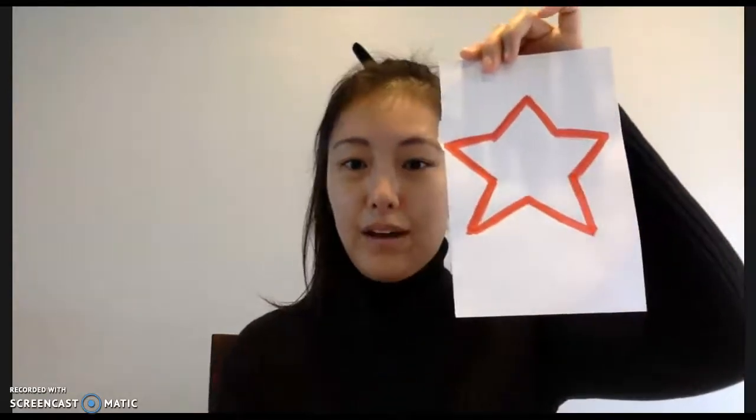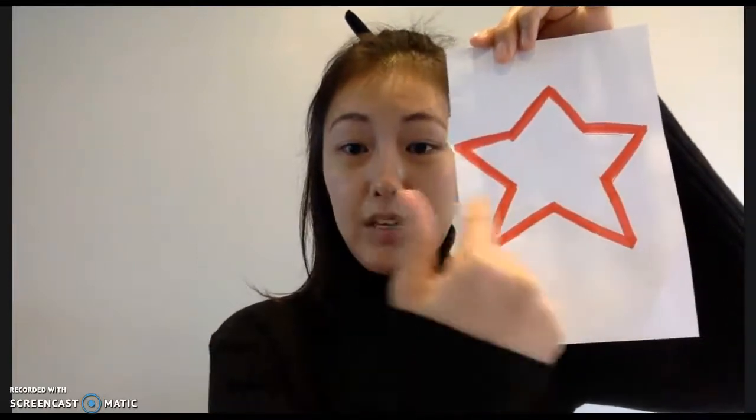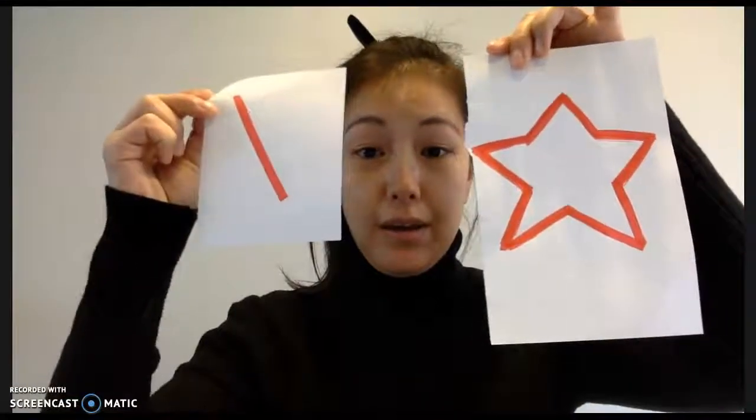Is this parts of lines or parts of curves? Do you see any curves here, or do you see any lines? Good, this is parts of lines, boys and girls. If you can see, it matches a straight line. How about the next one?